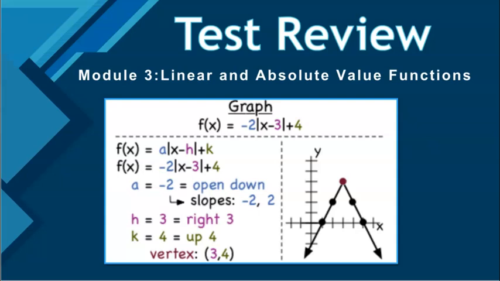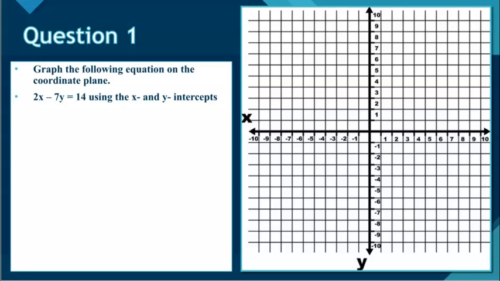Module 3 test review covering topics with linear and absolute value functions. So question 1, graph the following equation on the coordinate plane. So we have an equation in standard form, 2x minus 7y equals 14, using the y and x intercepts.